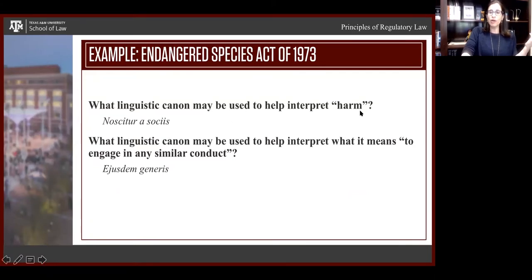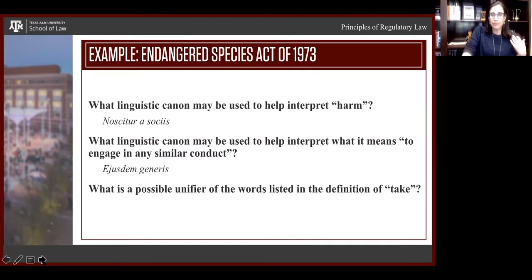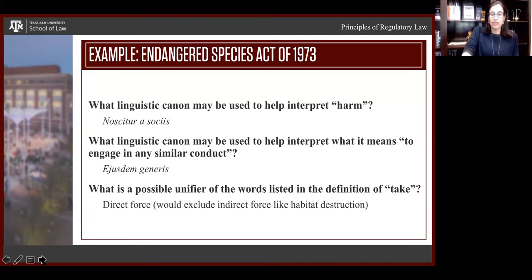So when we're interpreting harm, that's not a general catch-all phrase. It's one of the words on the list, and we would look at the surrounding words, the context. That's noscitur a sociis. But when we're looking at engage in any similar conduct, that's a catch-all phrase, and that requires the specific type of noscitur a sociis called ejusdem generis. So what could be a possible unifier of the words listed in the definition of take? Direct force, for example, might qualify as a unifier, and that would exclude indirect force like habitat destruction, being any similar conduct.